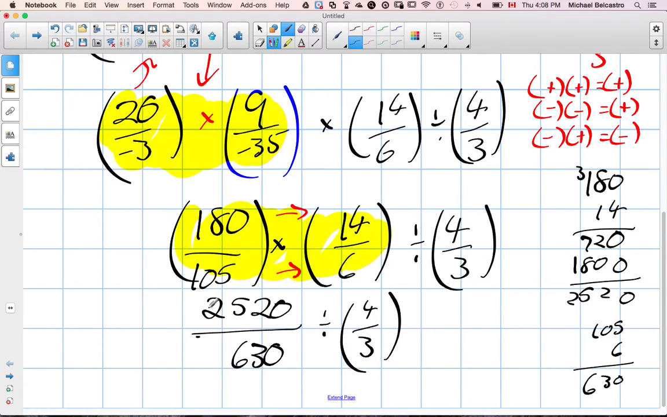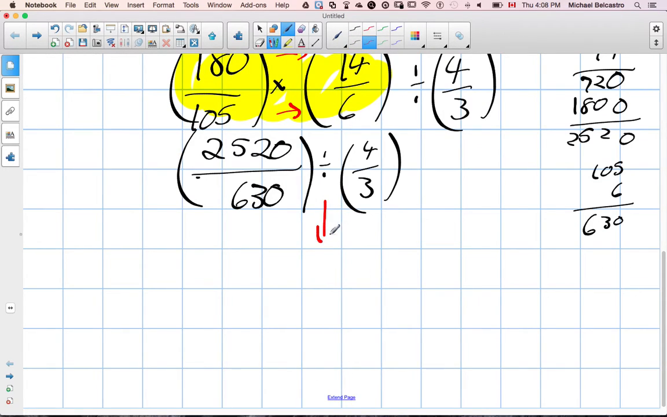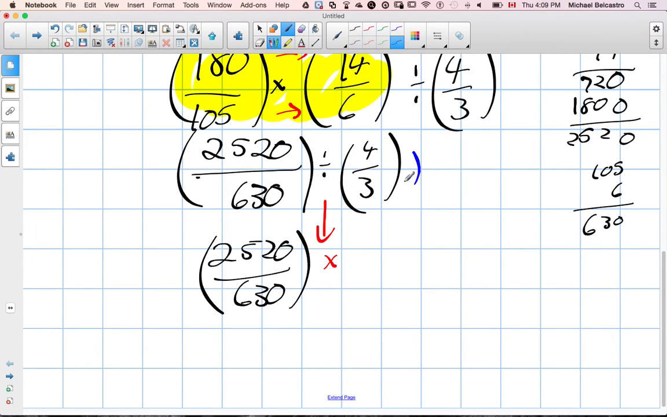Now, like we said before, we don't really divide fractions. We're just going to turn it into a multiplication question. So we keep the fraction on the left the same, 2520 over 630. And we invert the other fraction. This will now become 3 over 4. Same rules as before. Multiply top by the top, bottom by the bottom.